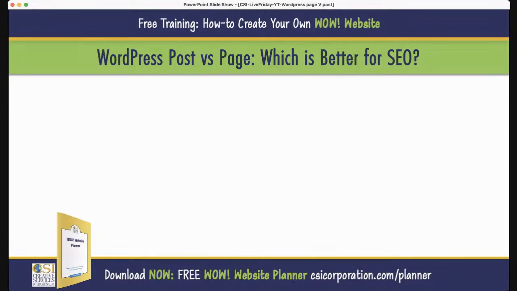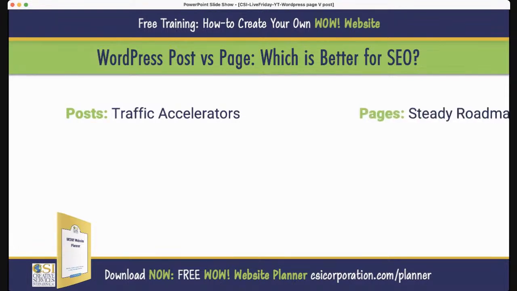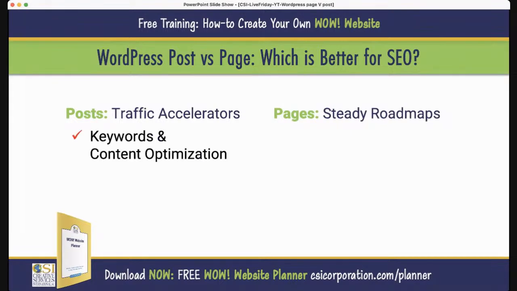All right, so which one is better for SEO? Posts or pages? Let's look at it. Posts are really, as we said, traffic accelerators, and pages are the steady roadmaps. So what helps posts to be more optimized for SEO are the keywords and content optimization.